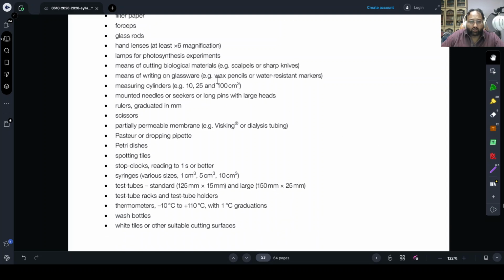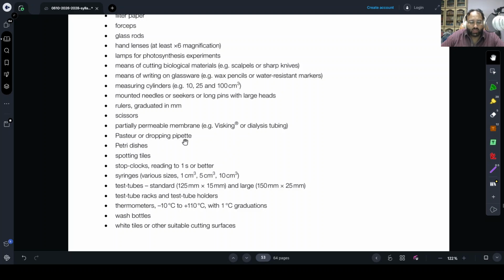Right, means of writing on glassware, so water resistant markers or wax pencils, measuring cylinders again of different volumes, mounted needles or seekers or long pins with large heads, rulers graduated in millimeters, scissors, partially permeable membrane, which is right. So how you're going to get that? So it's Visking or dialysis tubing, and you can see Visking is like a brand name. That's where it's capitalized, and you've got a registered logo symbol over there.